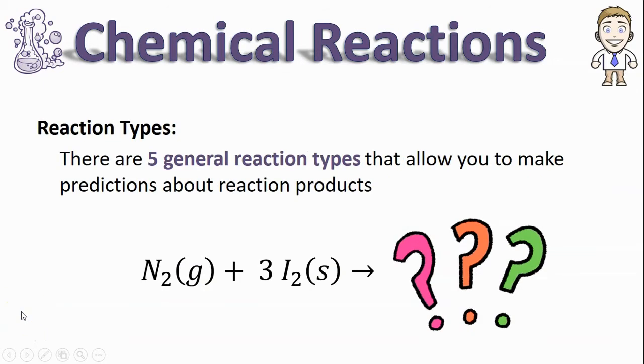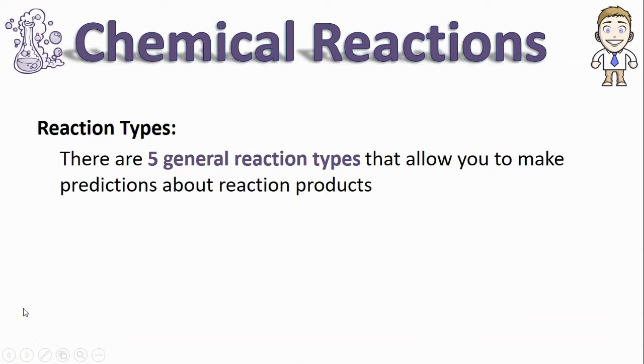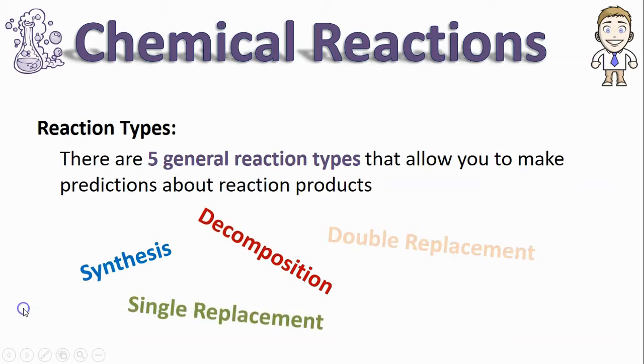Well, as it turns out, there are 5 general reaction types that allow you to do just that, make predictions about reaction products. Those 5 general reaction types are called synthesis reactions, decomposition, single replacement, double replacement, and combustion reactions. And this video is going to focus on just the first 2, synthesis and decomposition.